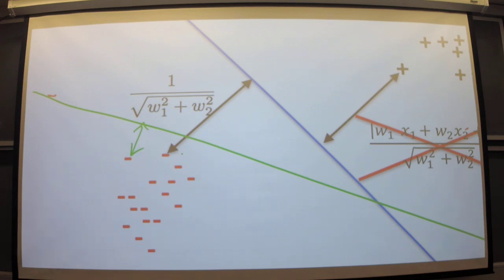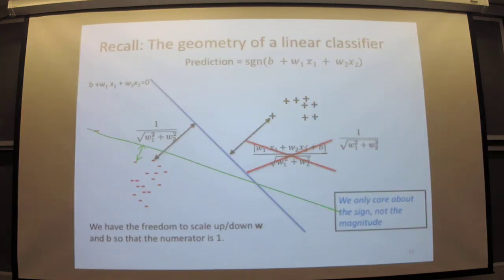It sounds like the SVM always provides a better solution than the perceptron algorithm. Is there a reason to use the perceptron instead of SVM? So this is a good question. The question, for those of you who didn't hear it, is: it seems like SVM is always better than perceptron. Is there any reason to use perceptron?